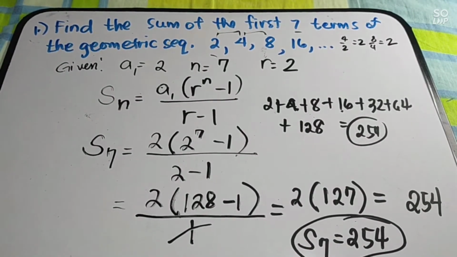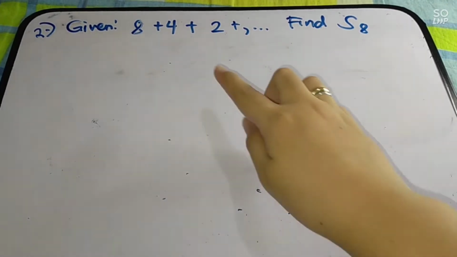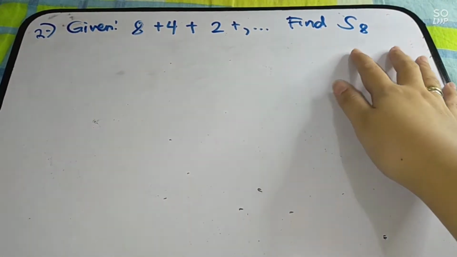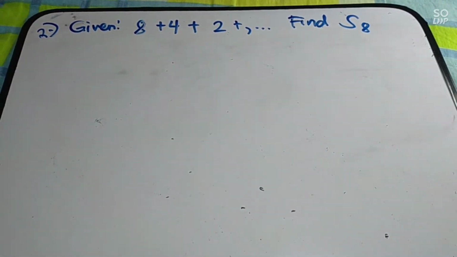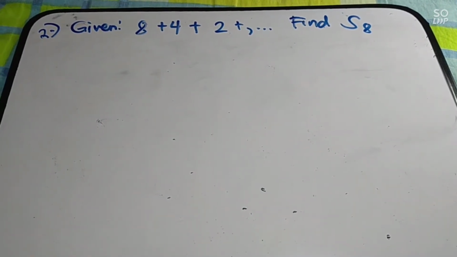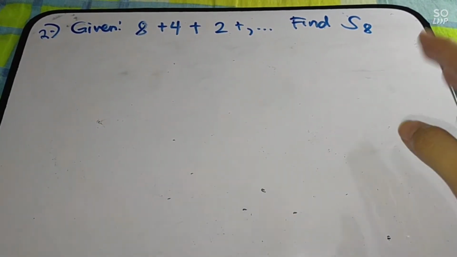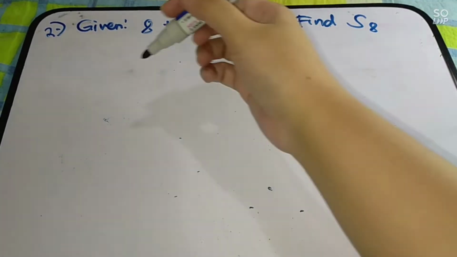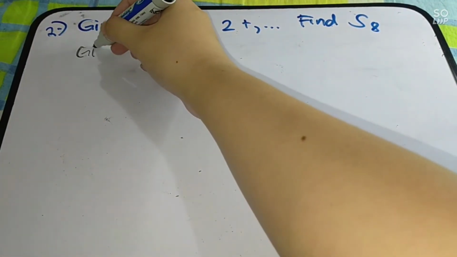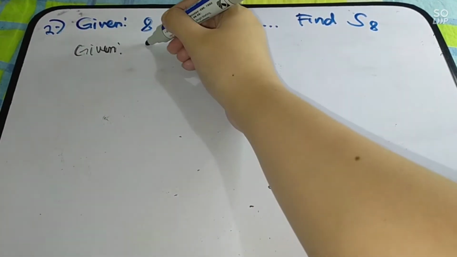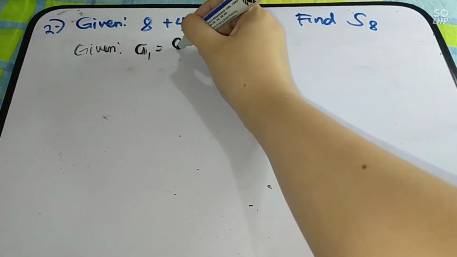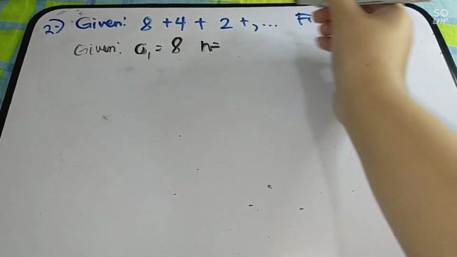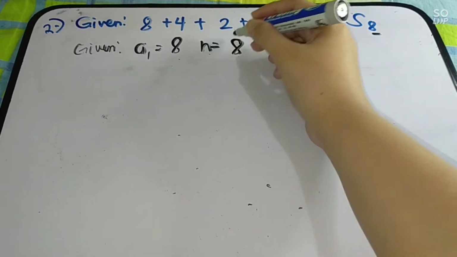Let us have more examples. Number 2, given 8 plus 4 plus 2 plus and so on and so forth, find S sub 8. So, your last term is S sub 8, 8 terms. So, let us have your given first. Your first term, we have here 8. Then, the number of terms involved, we have 8 terms lang.